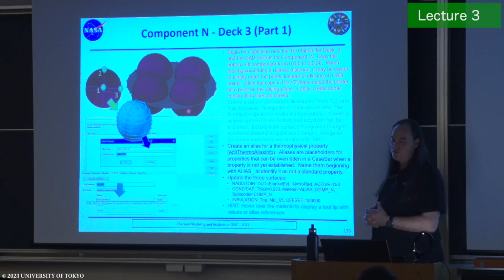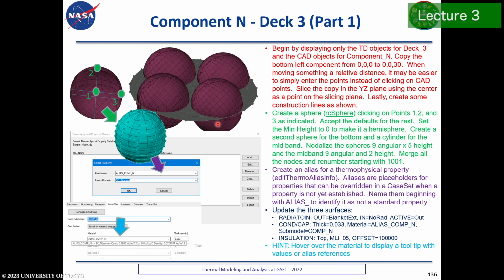This was going through adding the component N, and so we were basically figuring out how to do this. So it's a hemisphere on top, hemisphere on the bottom, and a mid-band there. One of the things this was demonstrating was how to use aliases. Aliases are where you don't know what the property is yet or what the optical property is, and so you put in a placeholder for it. You can think of it as a symbol for properties.